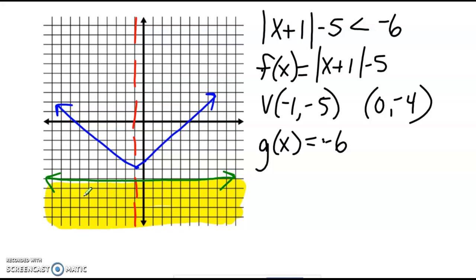You could see this algebraically. You could mentally add 5 over and see that we're going to have an absolute value that's less than negative 1 and that that's not possible. But here's how it would look graphically. There are no points of intersection, and there are no points that are below that y value of negative 6. So we would state our answer in one of two ways. We could say the solution set is empty. It's an empty set, or we could just say no solution is possible.